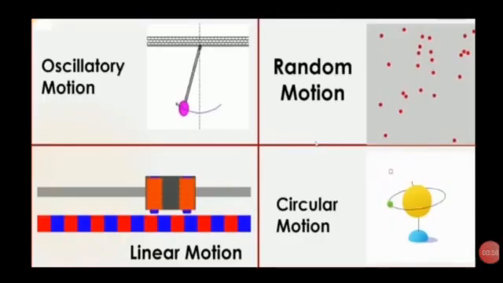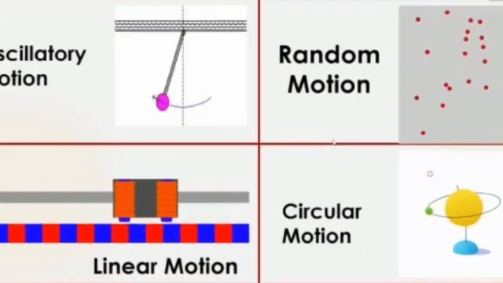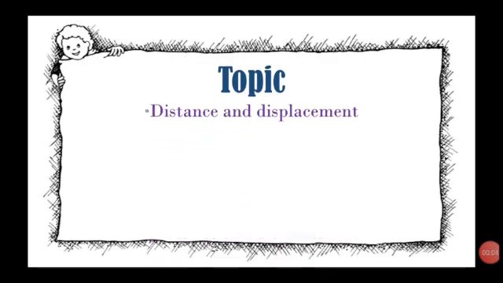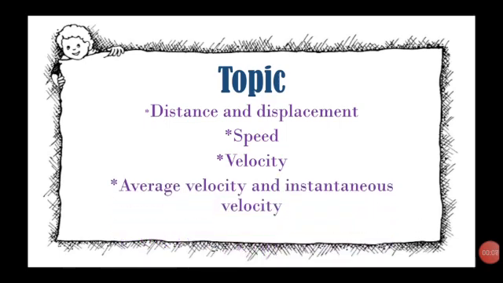We might have noticed that different objects move differently. Some objects move in a curved path, some in a straight path and a few others in a different way. According to the nature of movement, motion is classified. As we studied in our previous standard, there are different types of motion: oscillatory motion, random motion, linear motion and circular motion. So, we are going to study in detail about motion, work and force. We are going to study the topics distance and displacement, speed, velocity, average velocity and instantaneous velocity.